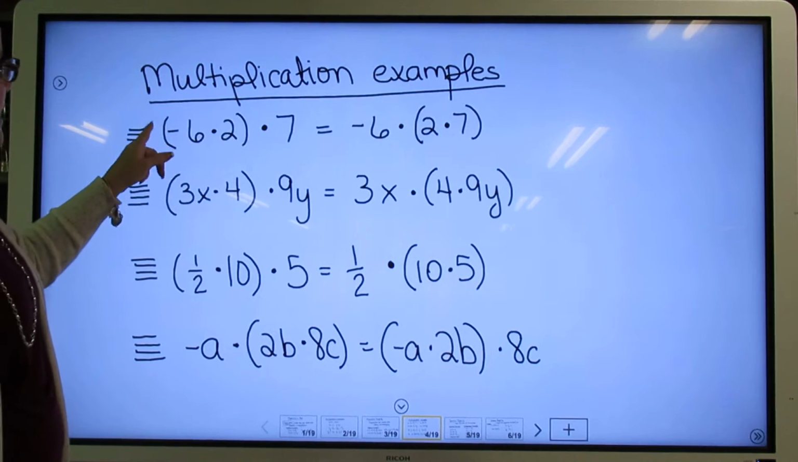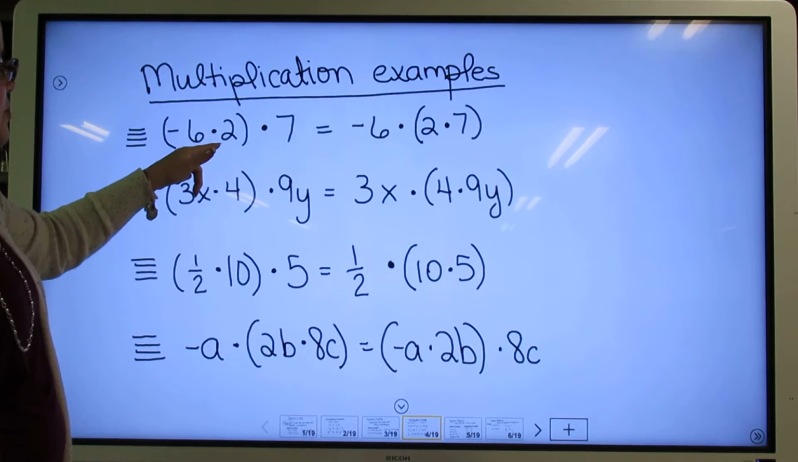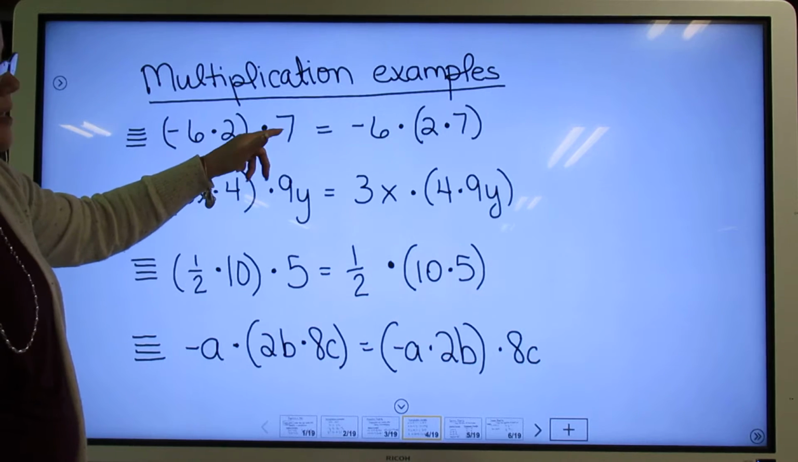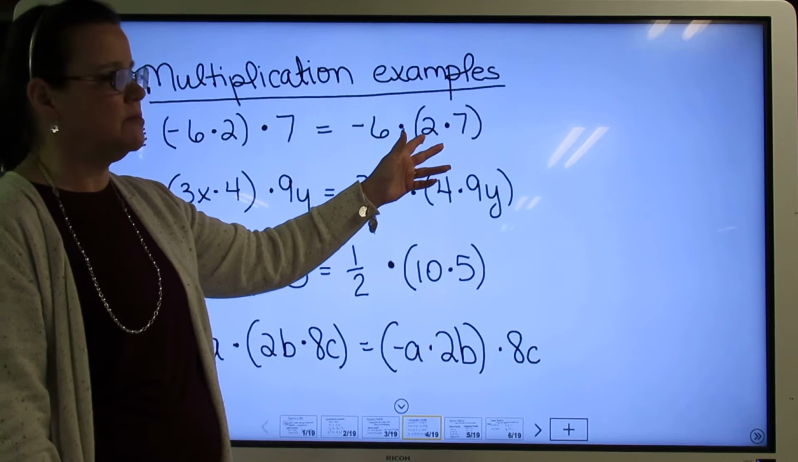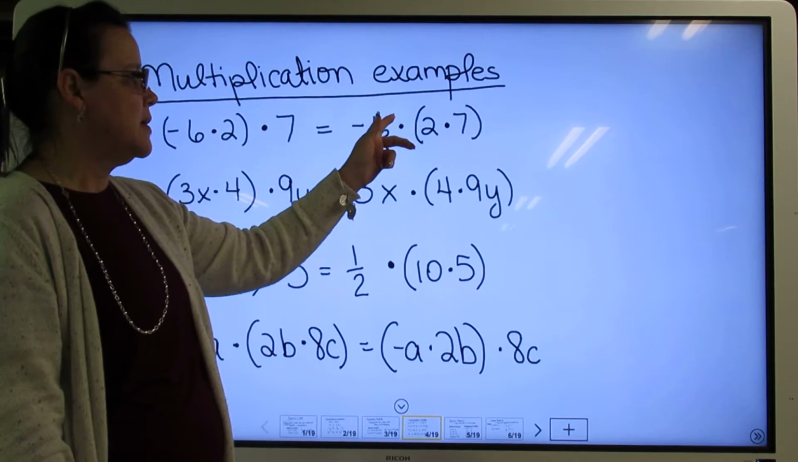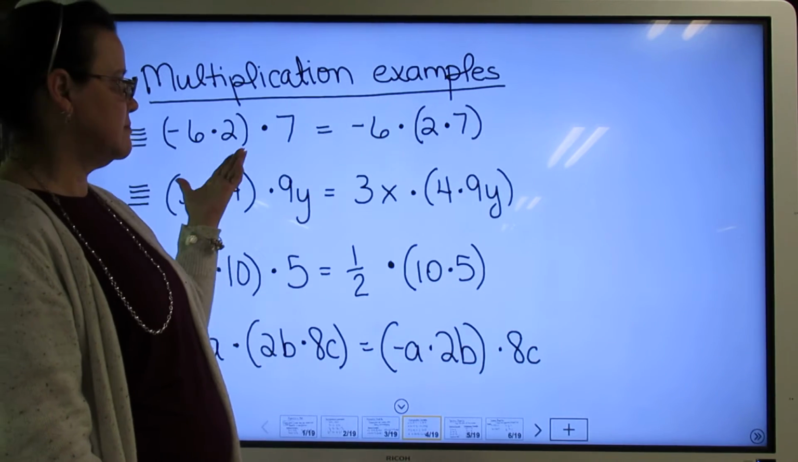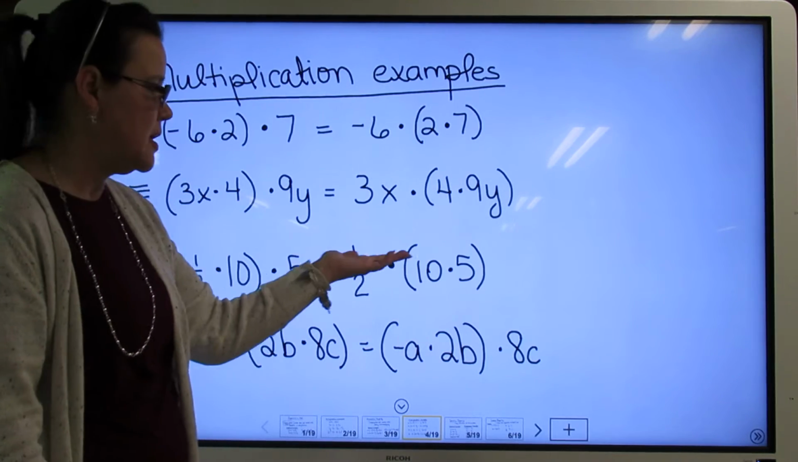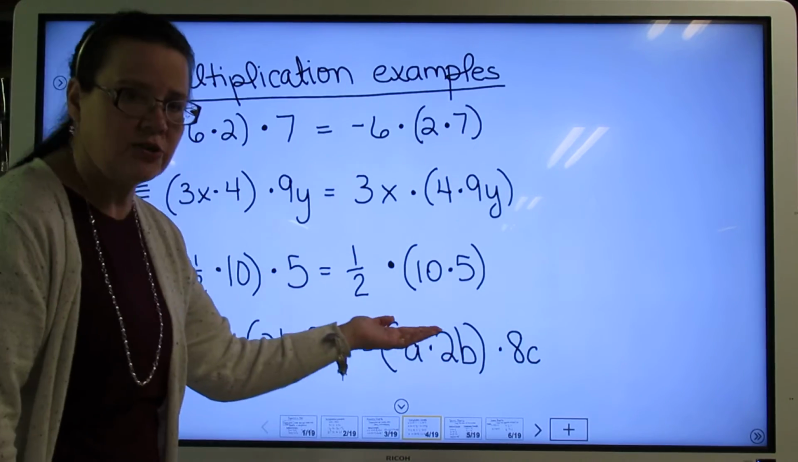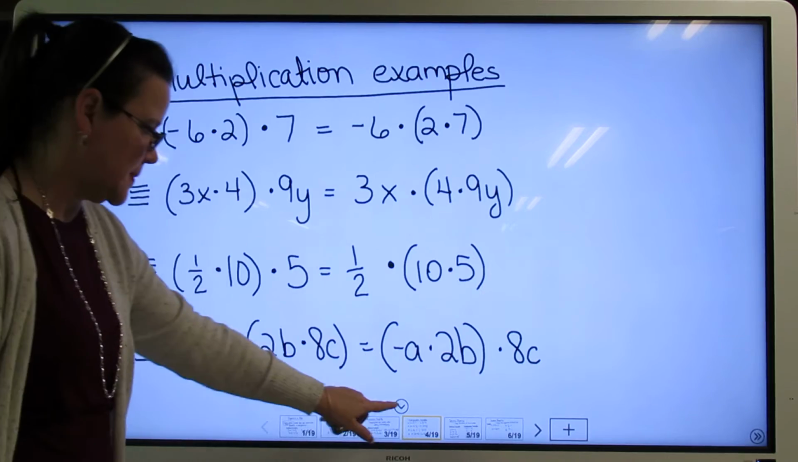And then next one would be the multiplication ones. Multiplication examples. Negative 6 times 2 times 7. And then they switched the parentheses around and did 2 times 7 times negative 6. Same answer. Just the parentheses are switched between them.